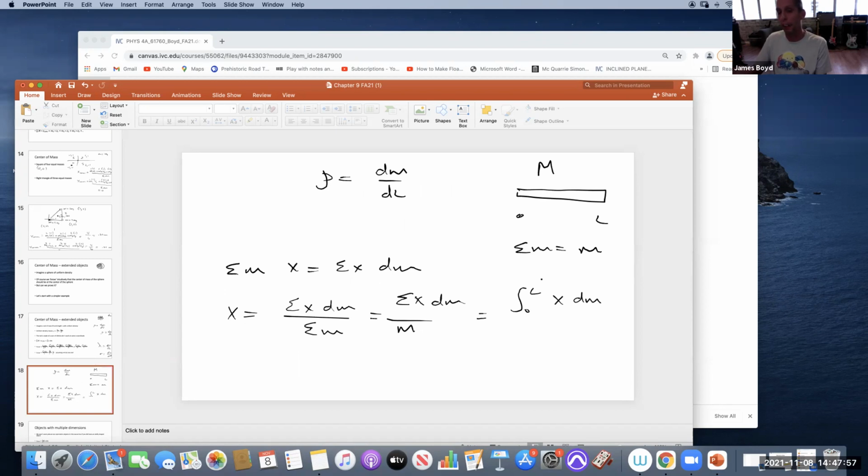Now, we need the mass in terms of length. Well, one thing we can do, we're going to divide that by mass. One thing we can do is multiply by dx over dx, okay?